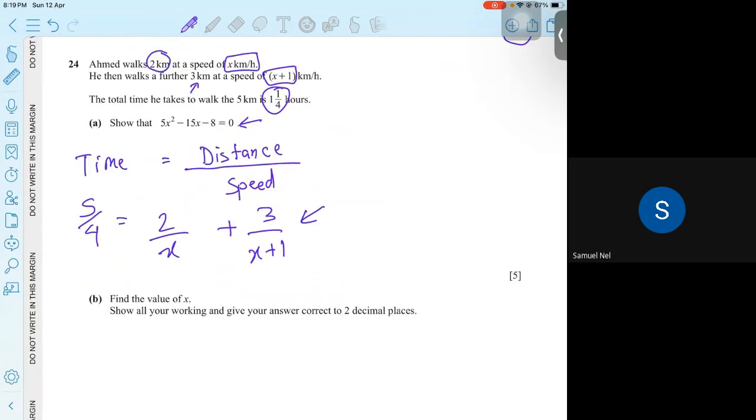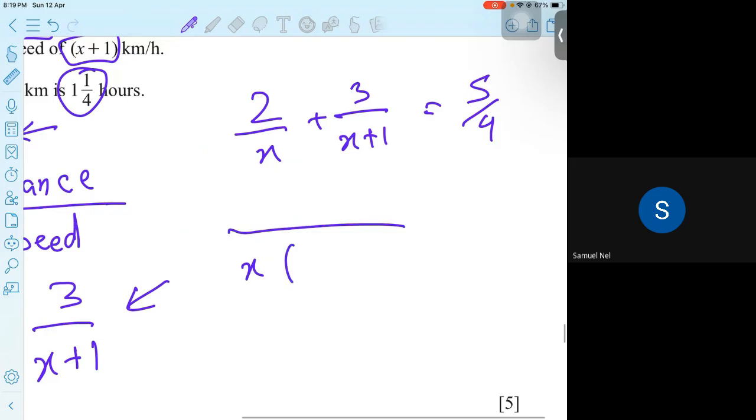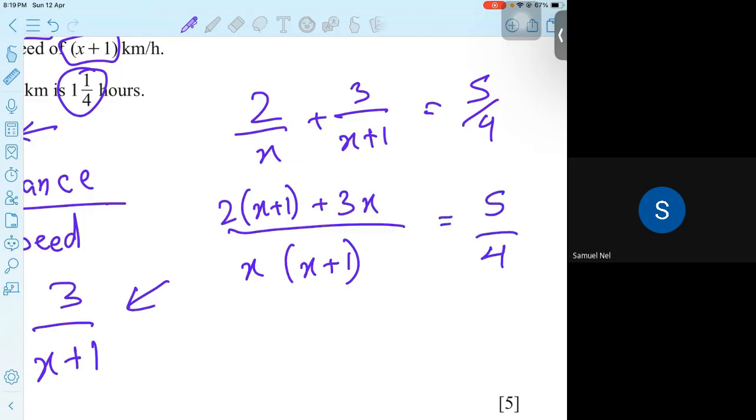For showing this, I have to first take a common denominator here. So let's try doing that. Let's use some more space. So 2 over x plus 3 over x plus 1 is equal to 5 over 4. So this comes out to be x plus 1, and this comes out to be 2 times (x plus 1) plus 3x, equal to 5 over 4. Is there anyone here who does not understand how I got these? Can I move on?